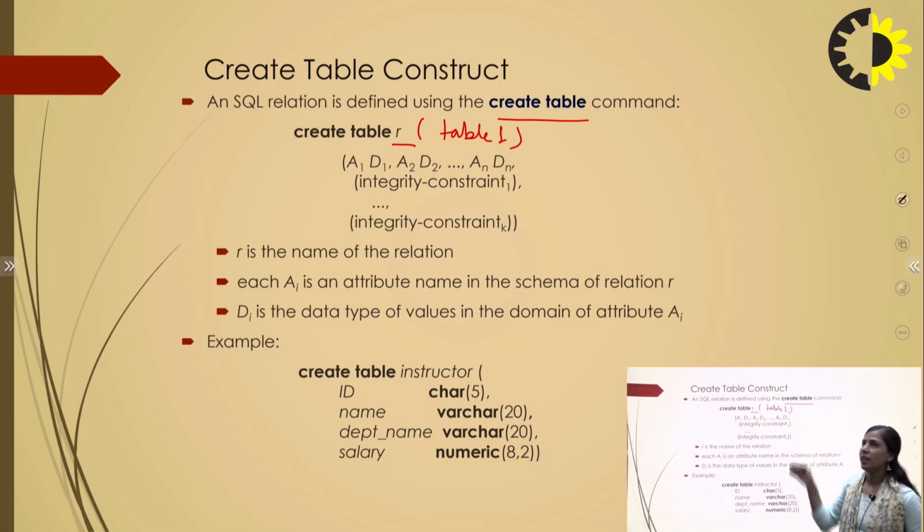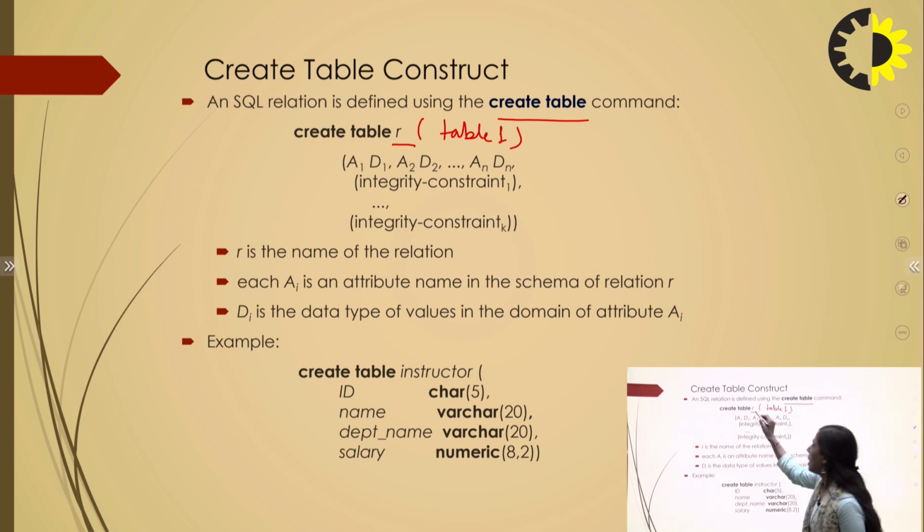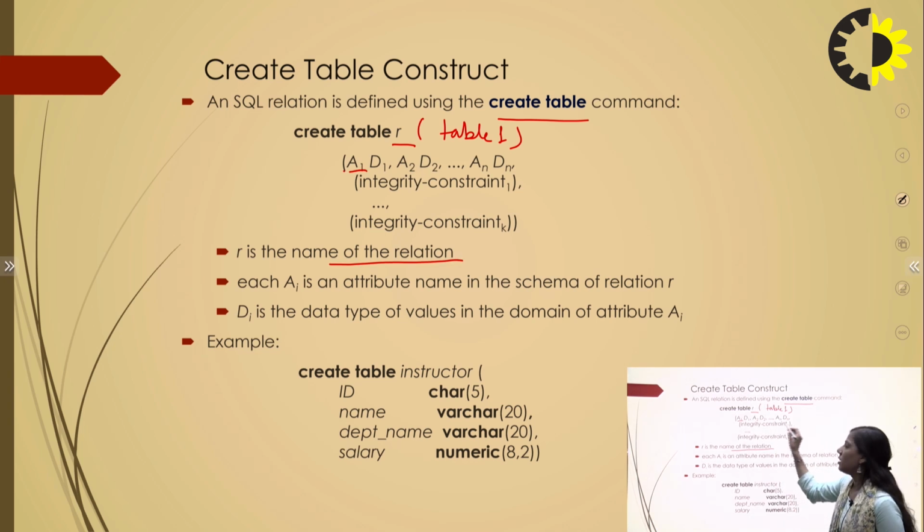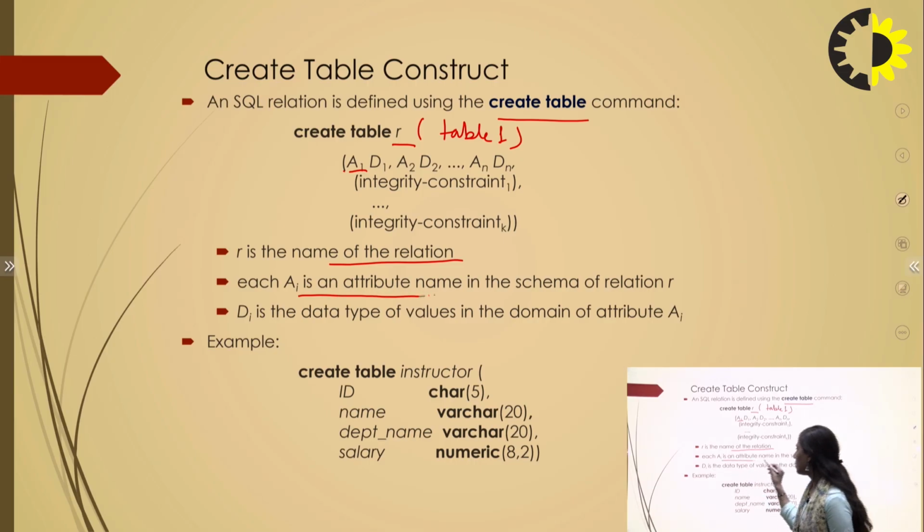Then we can define the attributes and the data types. So the terminology over here is: R is a relation, and A1, A2, ..., An, whatever number of attributes or columns we are going to give into the table, we can define as attribute names. Then we have to define the data types.